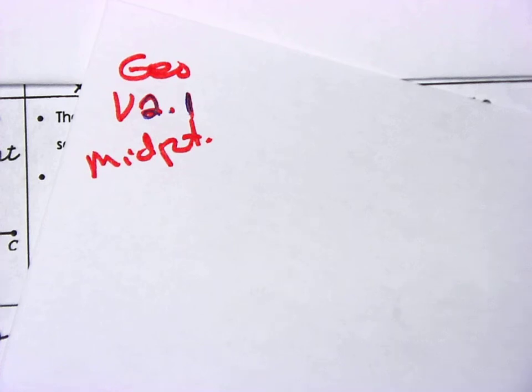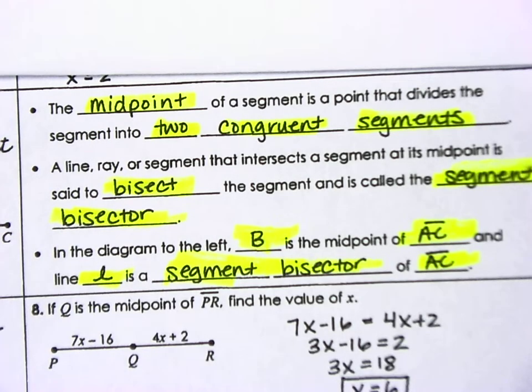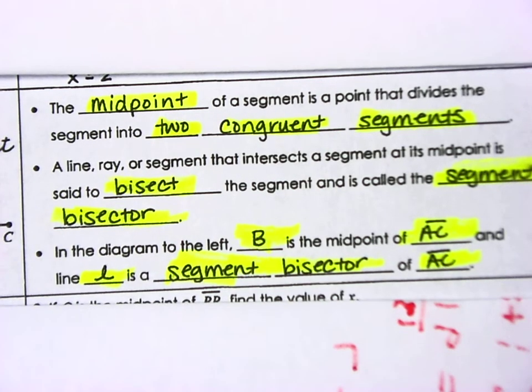Algebras. Here we go. This is video 2.1, the definition of midpoint. Again, a lot of language is coming at you. That's what makes geometry a little bit difficult. You have to learn all these terms.